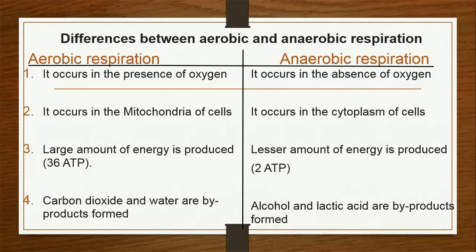Number 3, under aerobic respiration, a large amount of energy is produced, while in anaerobic respiration, a lesser amount of energy is produced. Number 4, carbon dioxide and water are the byproducts formed, while the major byproducts in anaerobic respiration, apart from carbon dioxide, are alcohol or lactic acid, based on the organisms involved. For alcohol, don't forget, that one will be seen in plant cells, while lactic acid will be found in animal cells.